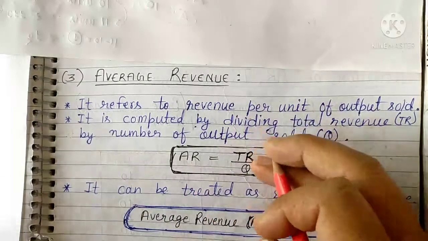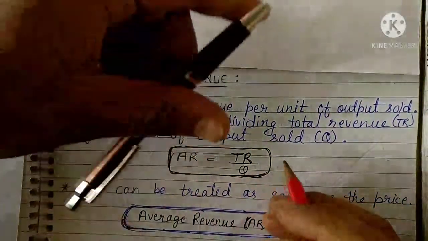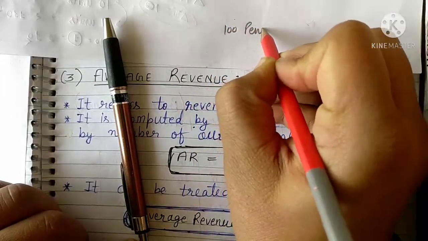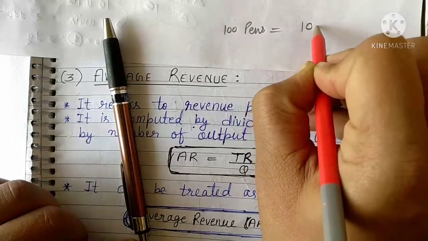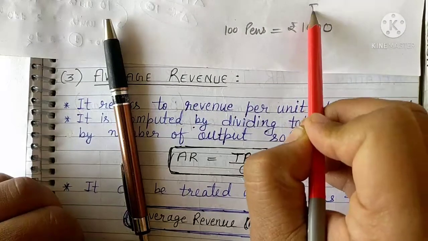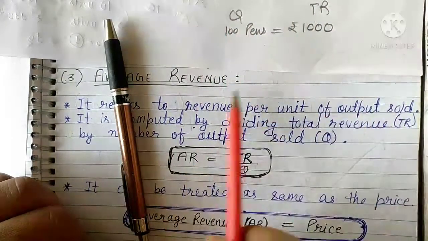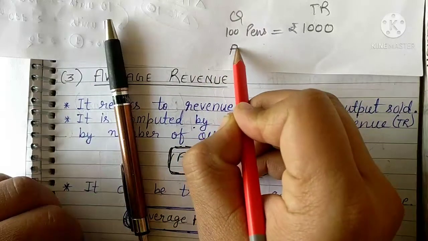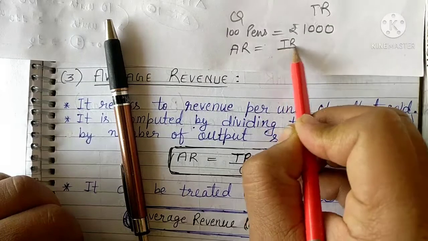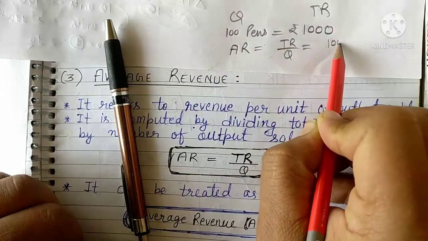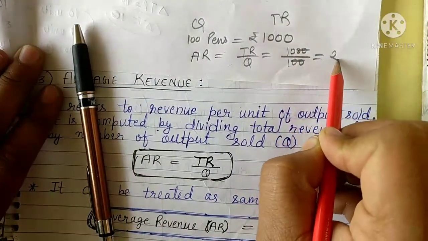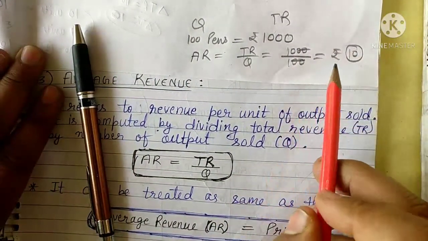Or suppose that after selling 100 pens, I am getting 1000 rupees. So this is my TR, and this is my quantity. Now what we have to find out? We have to find out AR. So how can we find the AR? By dividing TR by Q. So TR is 1000 divided by 100. So how much will I get? I will get rupees 10. This is my average revenue.